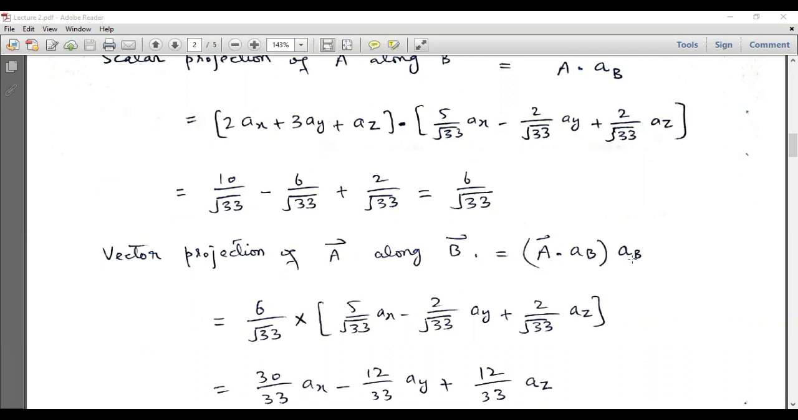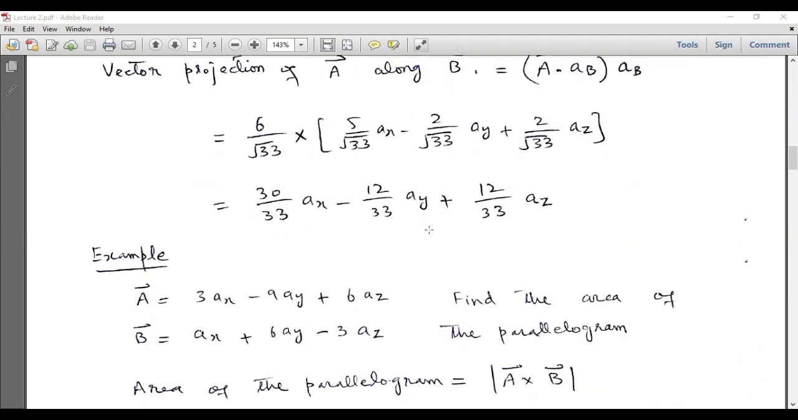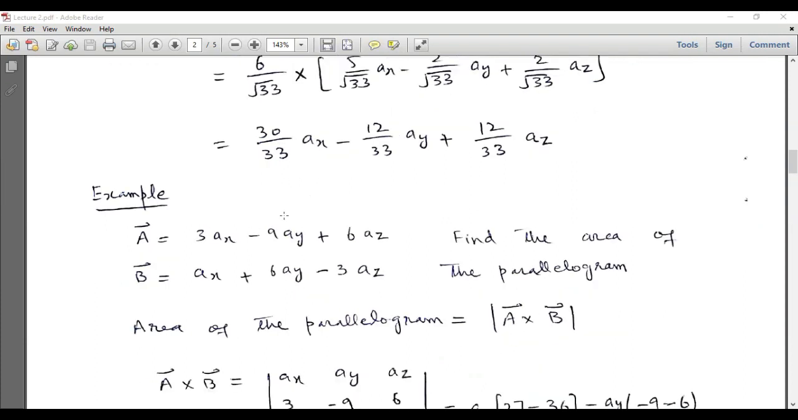So if we put a unit vector with this scalar projection of A along B, we will get the vector projection. So A dot aB is equal to 6 by square root 33, and this is the aB unit vector, and after multiplying this value with these components, I will get this new vector, and that is actually the vector projection of A along B. So this is how we can calculate the projection of one vector along the other, or the component of one vector along the other vector.